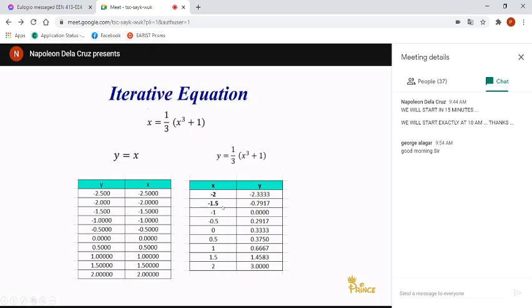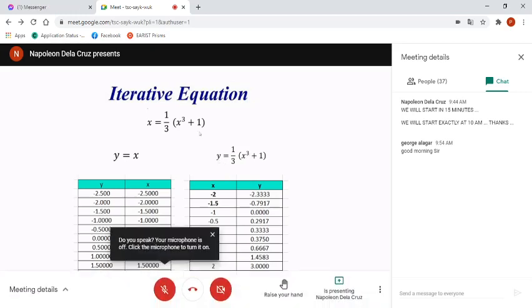Ayun. Nilagay lang. Tignan niyo kung ano ang increment. Tignan niyo kung ano yung increment sa pag-assume. 0.5. Nag-start sa negative 2. Negative 2, negative 1.5, negative 1, negative 0.5, 0.5, 1, 1.5, 2. Assumption lang yan for the x. So therefore, what will be now the y? Assumption lang to for the x. What will be the y? Kasi kailangan natin i-graph yung equation na ito.